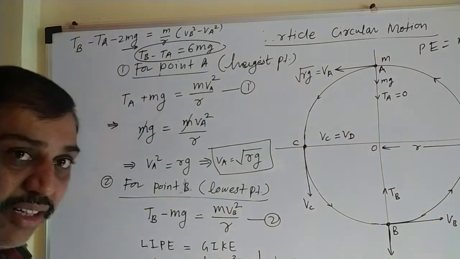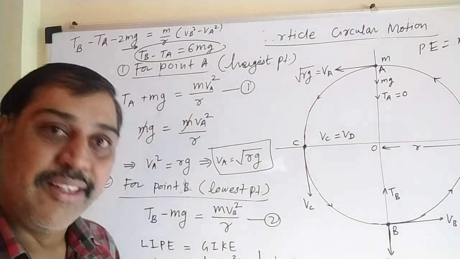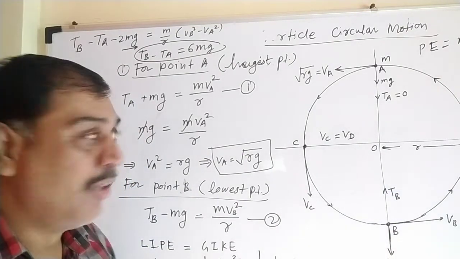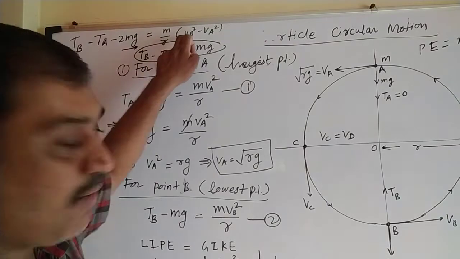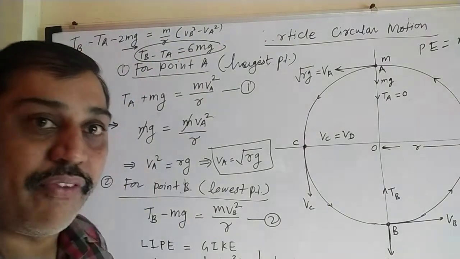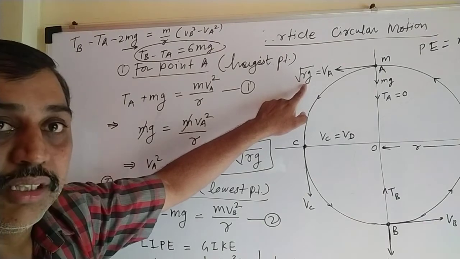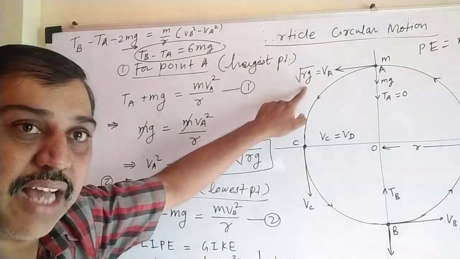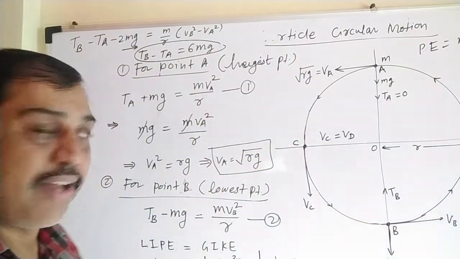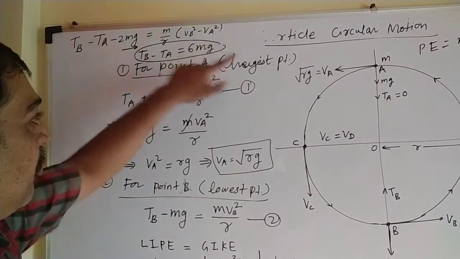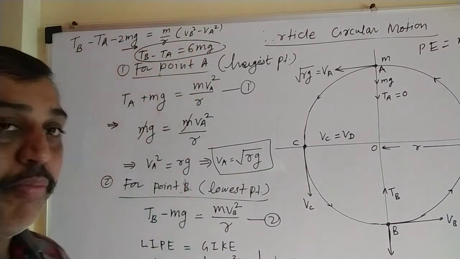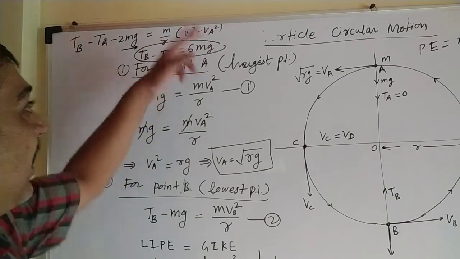How will we get it? Just do one homework, all of you. It is better to give homework sometimes. So let's put the value of vB square as 5rg. Put the value of vA square, it is rg. Square root of rg squared is rg, and for B it is 5rg. Put it here. Move this term to this side. We get this equation, because r gets cancelled out here.